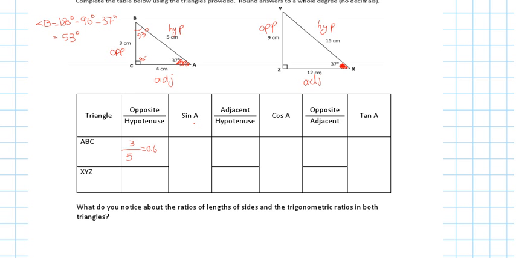Now, in triangle XYZ, you're going to divide the opposite by the hypotenuse. So what's my opposite? It's 9. And what's the hypotenuse? 15. So 9 over 15. And what is that equal to? The same. Now on your calculator, they want you to find sine A. What's angle A again? 37, right? So you're going to enter in your calculator sine 37. What do you get?